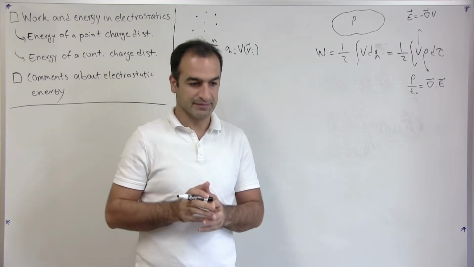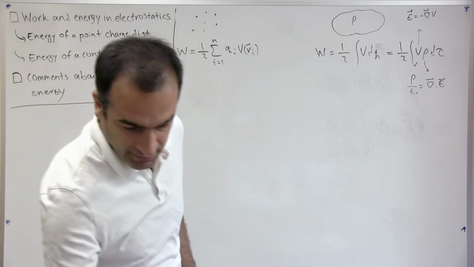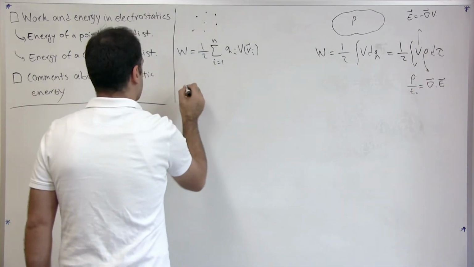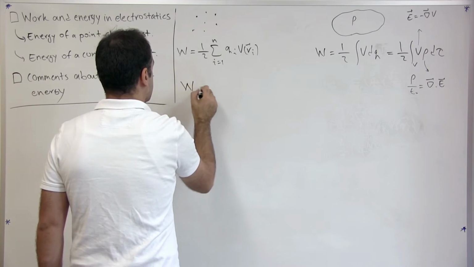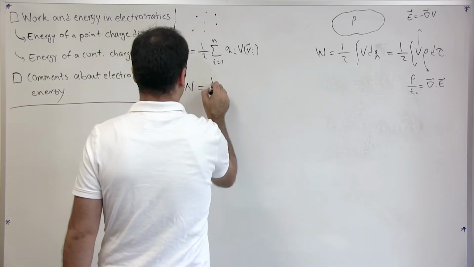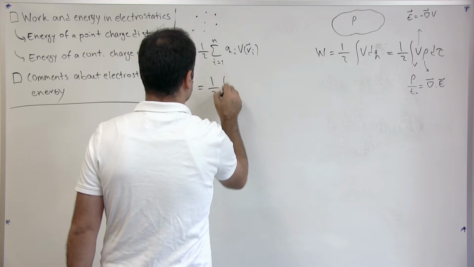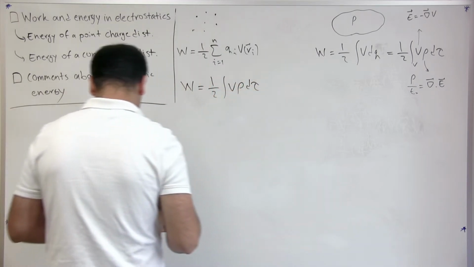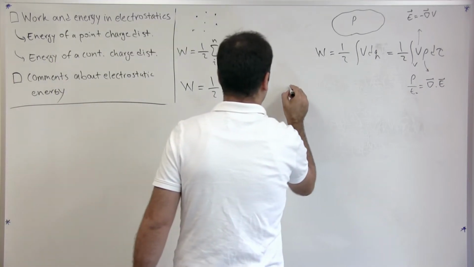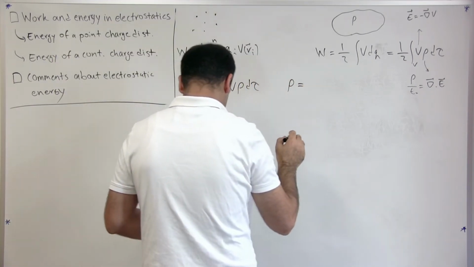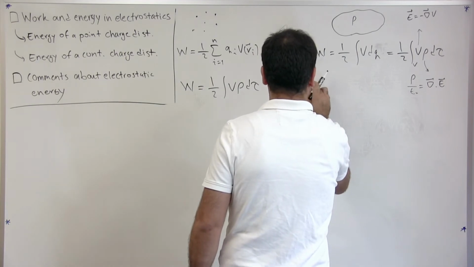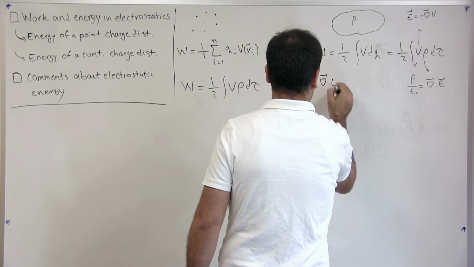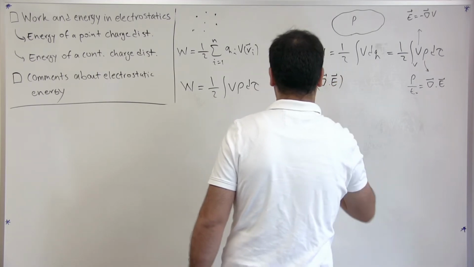So we're going to come up with an expression that tells us the density of energy in an electric field. To do this, I'm going to start from here and write the charge density in terms of the electric field. So W is 1/2 the integral of V times rho d tau, where rho can be written in terms of epsilon 0 times the divergence of E.